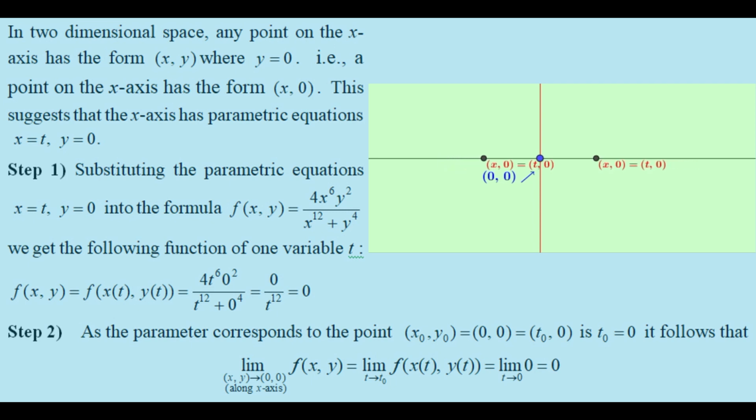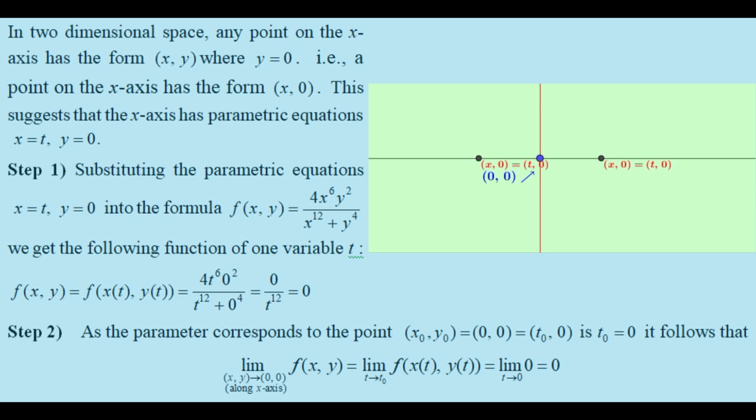In two-dimensional space, any point on the x-axis has the form (x, y), where y is equal to 0. That is, a point on the x-axis has the form (x, 0). This suggests that the x-axis has parametric equations x equals t and y equals 0. Step 1. Substituting the parametric equations x equals t and y equals 0 into the formula f of x, y equals 4x raised to 6 y squared all divided by x raised to 12 plus y raised to 4, we get the following function of one variable t.